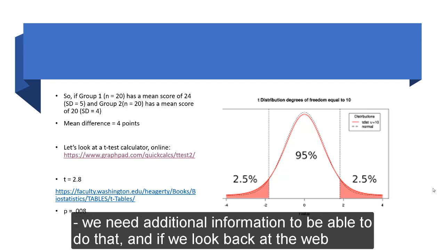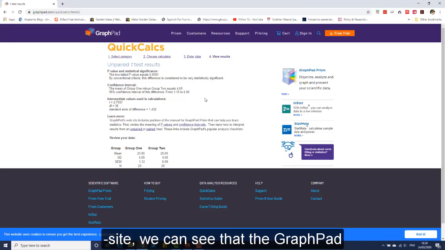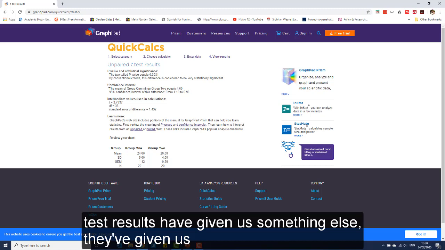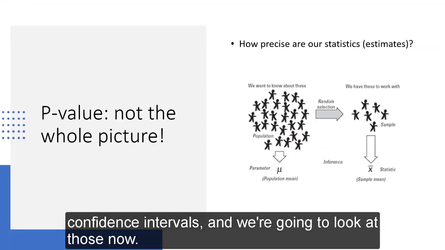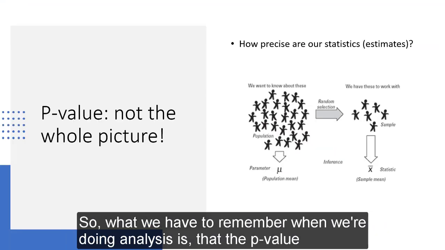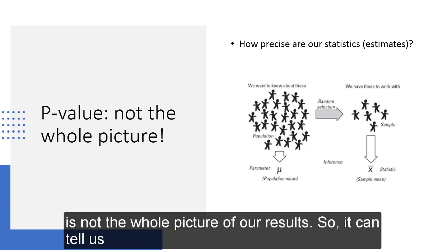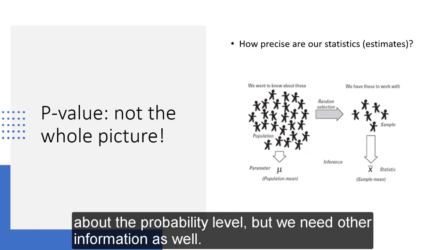And if we look back at the website, we can see that the GraphPad test results have given us something else. They've given us confidence intervals. And we're going to look at those now. So what we have to remember when we're doing analysis is that the p-value is not the whole picture of our results. It can tell us about the probability level, but we need other information as well.